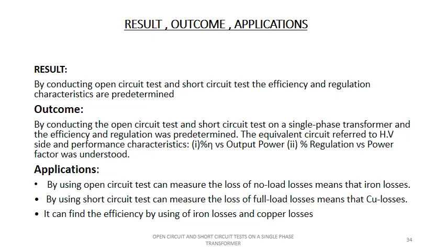Outcome: by conducting the open circuit test and short circuit test on a single phase transformer, the efficiency and regulation are predetermined, and the equivalent circuit referred to the HV side and performance characteristics, that is percentage efficiency versus output power and regulation versus power factor, were understood. Applications: by using the open circuit test we can measure the no load losses, that is iron losses, and by using the short circuit test we can find the full load losses, that is copper losses. We can find the efficiency by using the iron loss and copper loss.